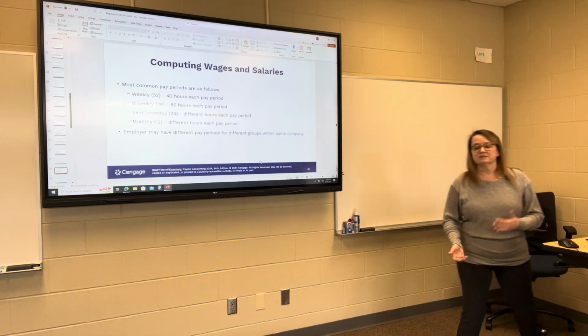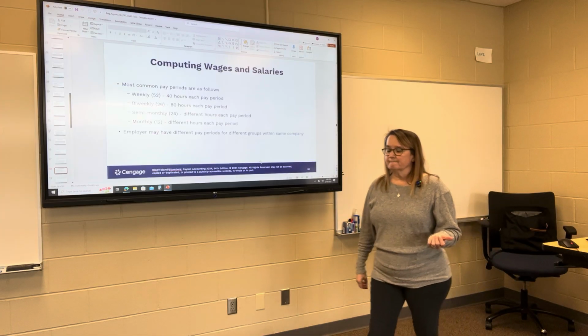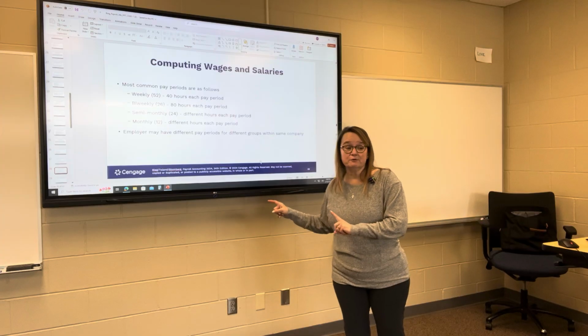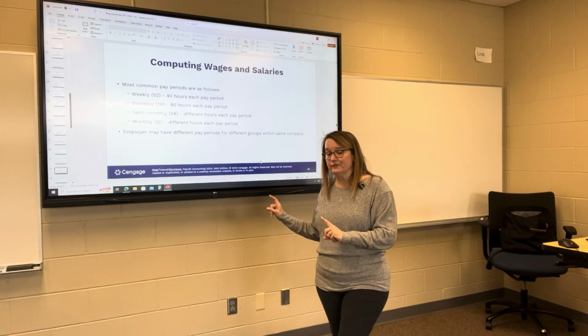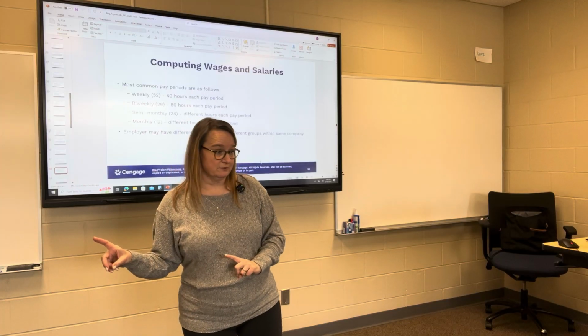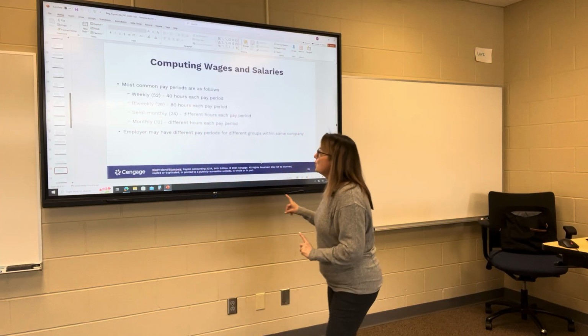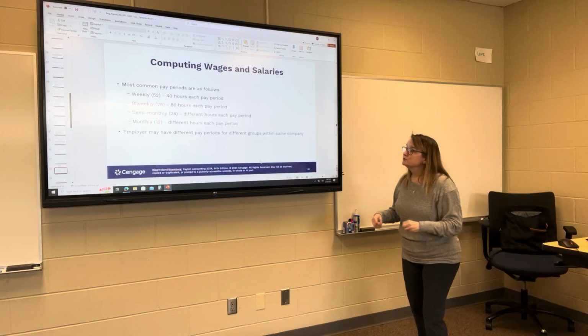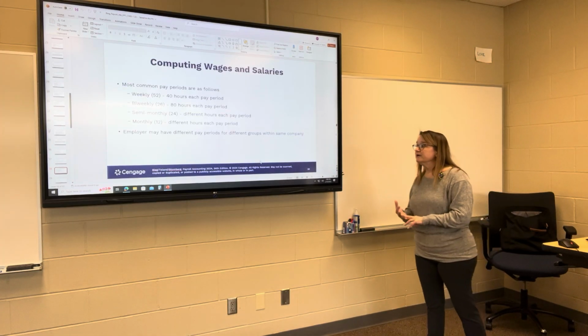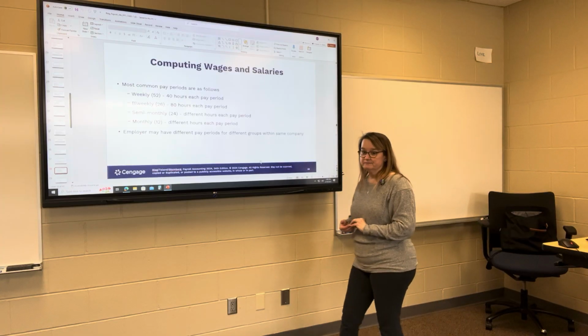In order to compute somebody's salary, we need to know how often they're paid. This information is going to come in handy as well when we're calculating their federal income taxes withheld, by the way. So these are the most common types of pay periods: weekly, bi-weekly, semi-monthly, and monthly.